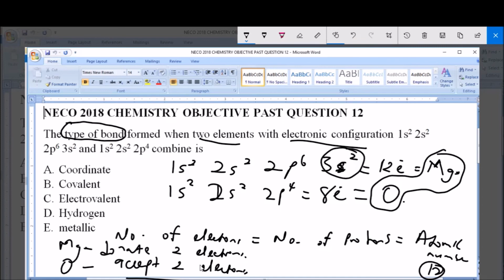and we are made to understand that the type of chemical bonding formed by donation of electrons by a metal, which are then accepted by a non-metal, is known as electrovalent or ionic bond. So electrovalent or ionic bond is the type of bond that will be formed between elements with these electronic configurations, and electrovalent bond is option C, which is the correct answer to this question.